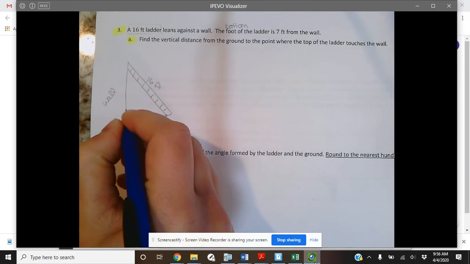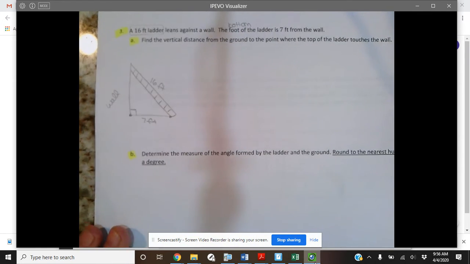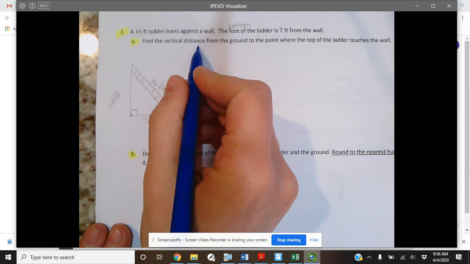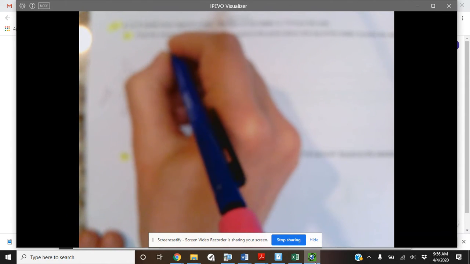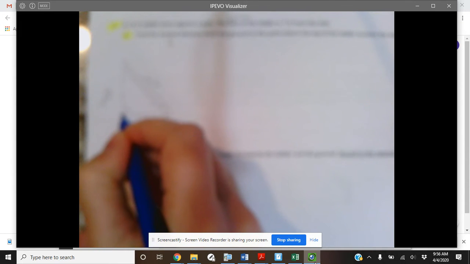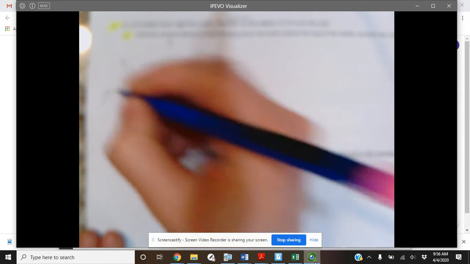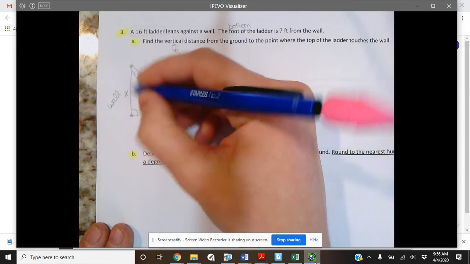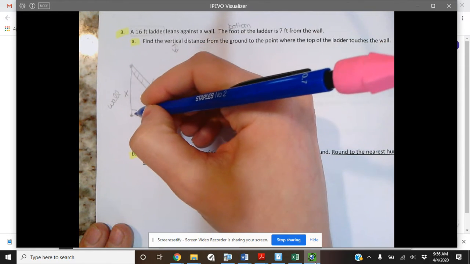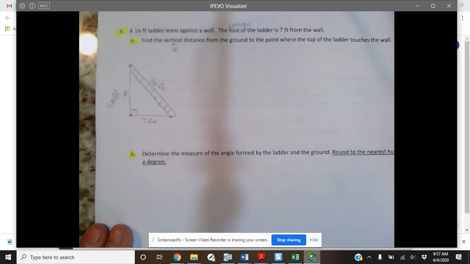Vertical and horizontal make a right angle. Now they want us to find the vertical distance from the ground. So vertical is up and down, from the ground to the point where the top of the ladder touches the wall. So they want us to find the height of the triangle, the vertical distance from the ground to the top of the ladder.